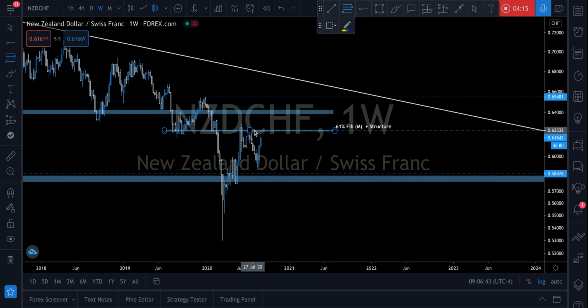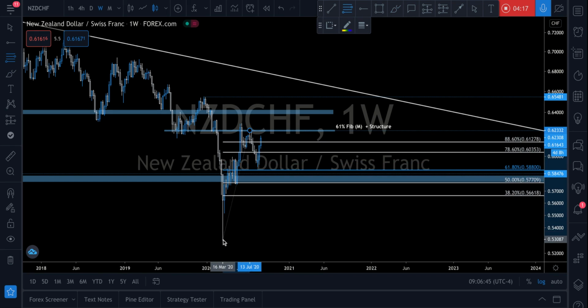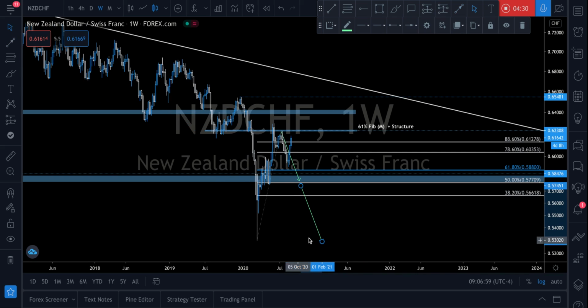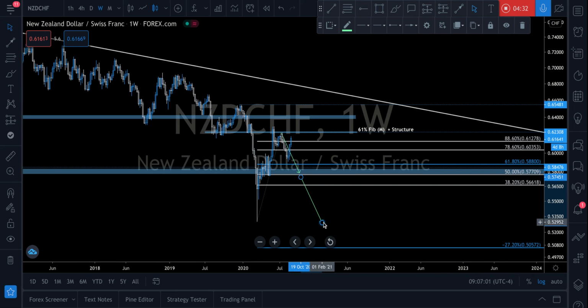Now, if it does happen to be a short, this is where the two target points are going to be. So we're going to have two take profit zones just because of where structure is and also where the fib zones are based on these particular patterns. Let's take it down real quick.